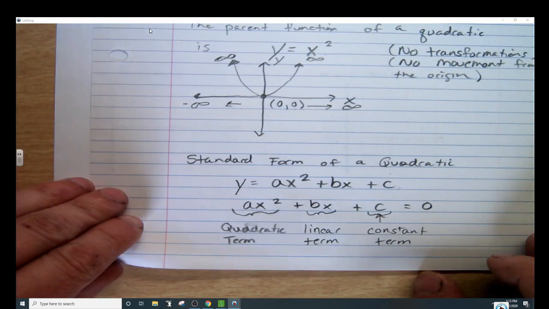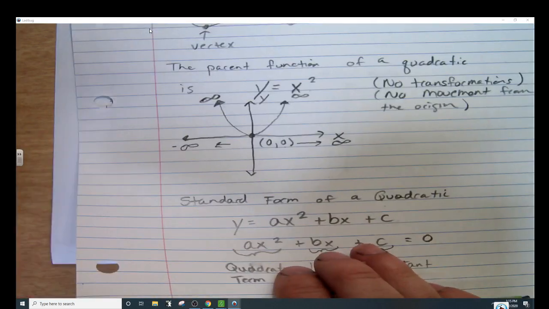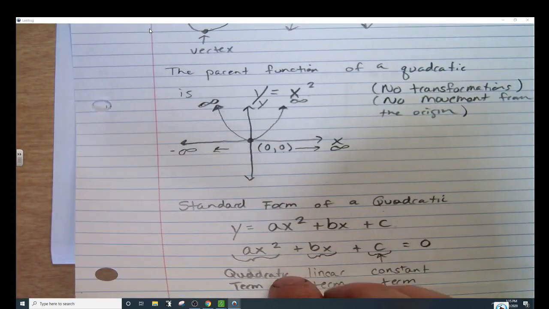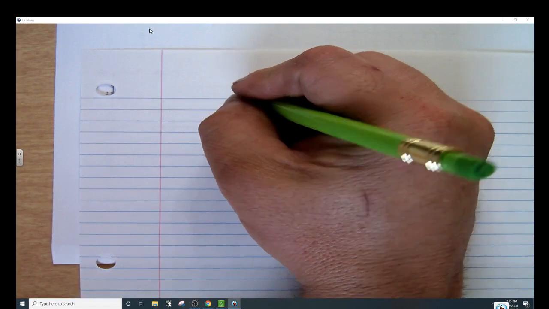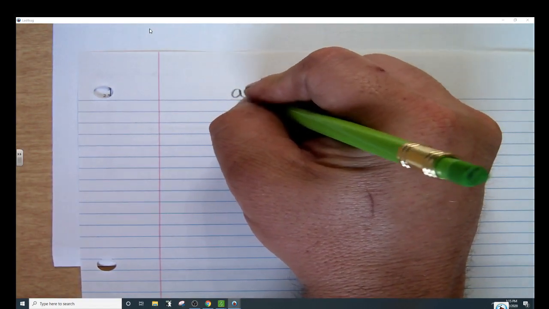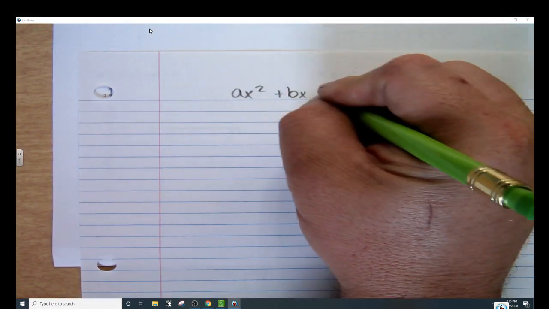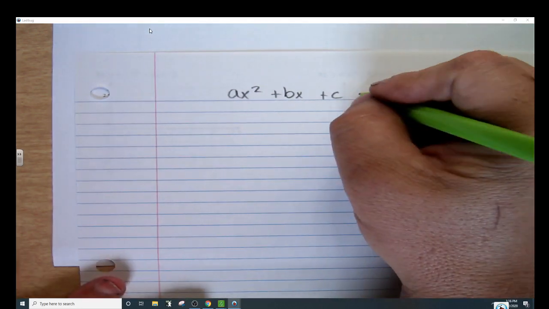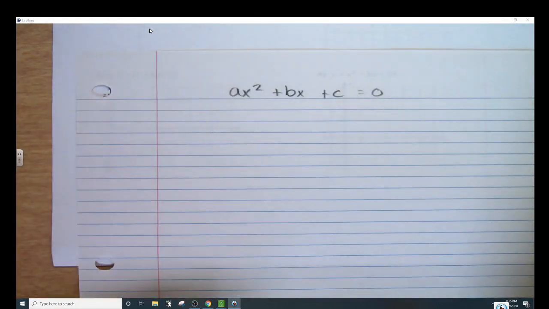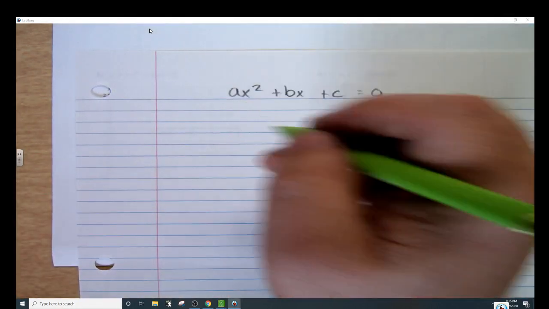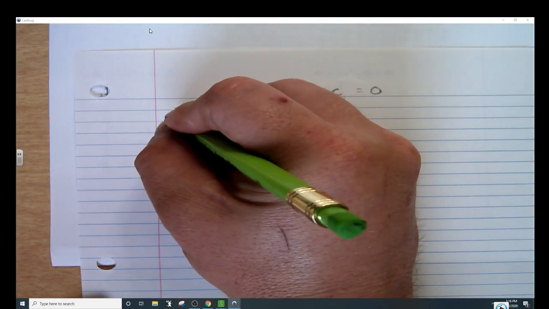All right. So let's talk about some more properties of a quadratic. Going back to ax squared plus bx plus c equals 0, let's talk about how to get the vertex. The vertex.